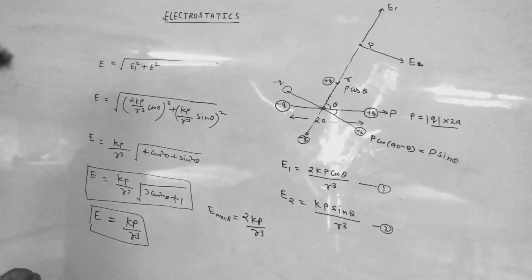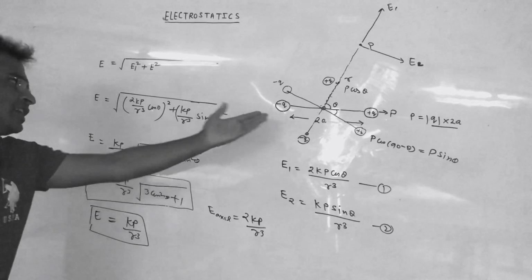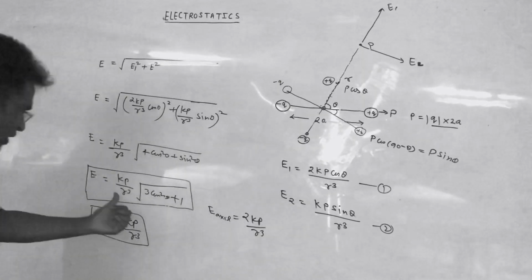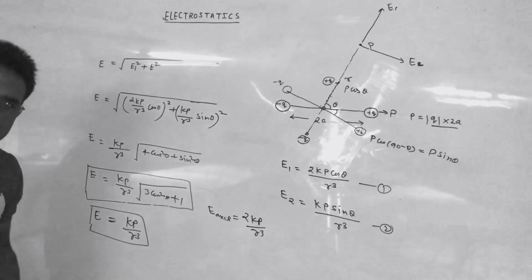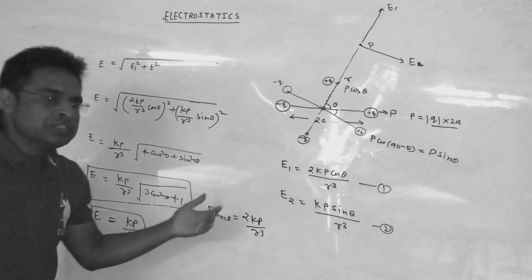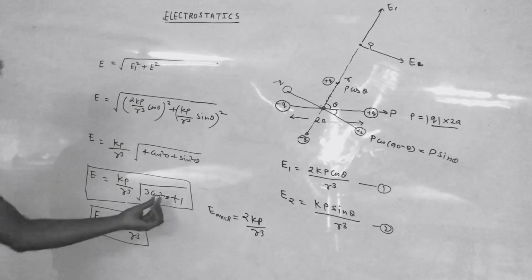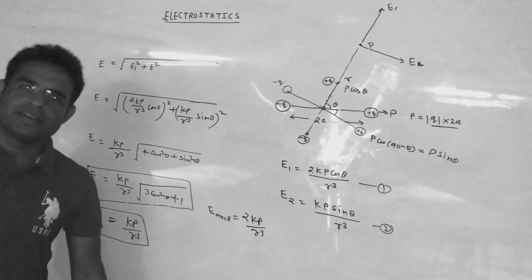If anybody remembers this formula for any arbitrary point, for any angle theta, the electric field due to a dipole is kp divided by r cube under root 3 cos square theta plus 1. For the axial line, in place of theta you put 0 degree and you'll get the axial line. For the equatorial line, in place of theta you put 90 degree, and we'll get the equatorial line. Thank you.